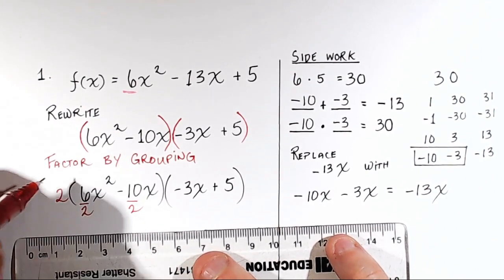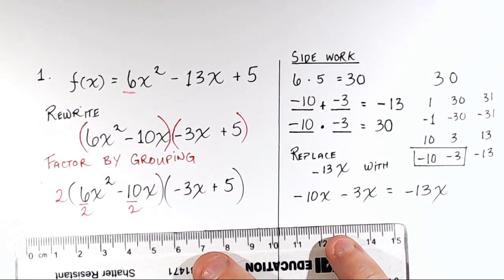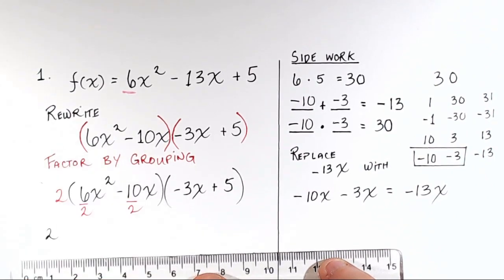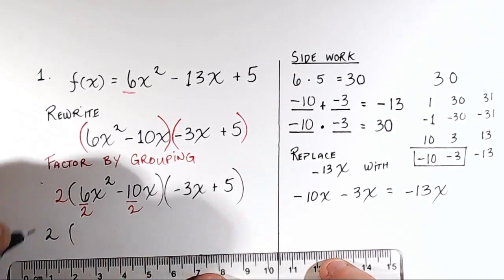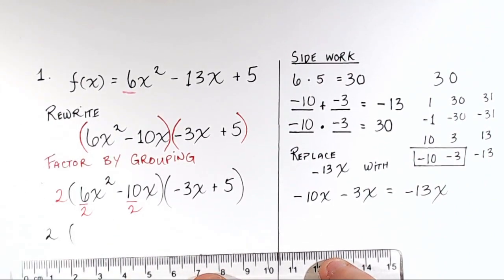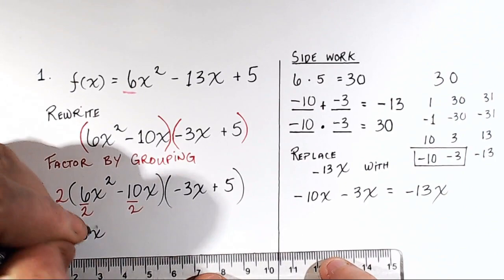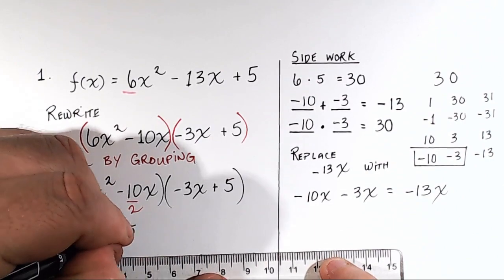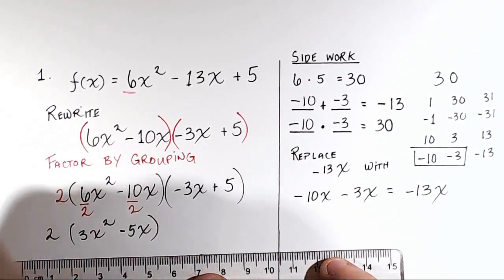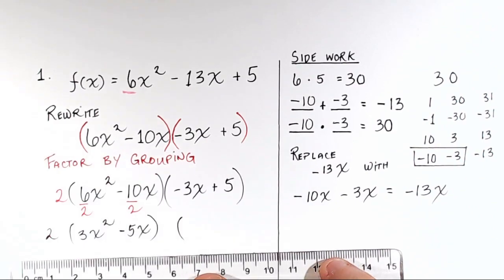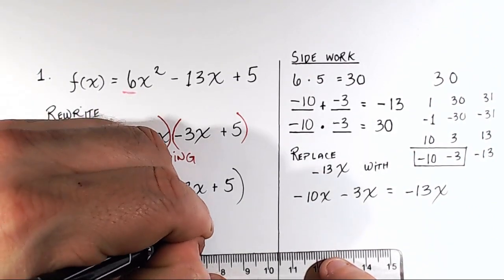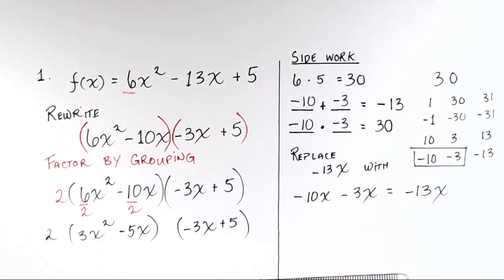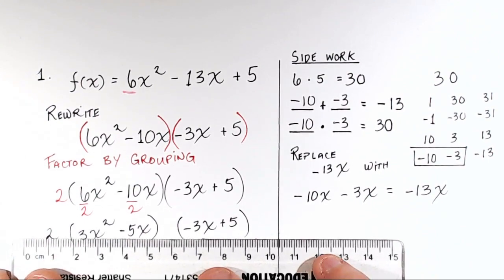Now, let's rewrite. What have I accomplished here? Well, I've got 2. I'm going to leave myself a little bit of room. Open parentheses. Now I've got to do this. 6 divided by 2 is 3x squared minus 10 divided by 2 is 5x. Okay, 5x. Close parentheses. Leave a little space. Open parentheses. Negative 3x plus 5.